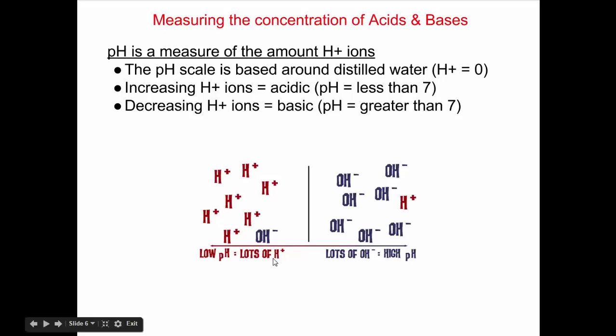So something with a low pH has a lot of those positive hydrogen ions, and that's an acid. Something with a lot of OH negative molecules and not a lot of the positive hydrogen ions has a high pH, and that's a base.